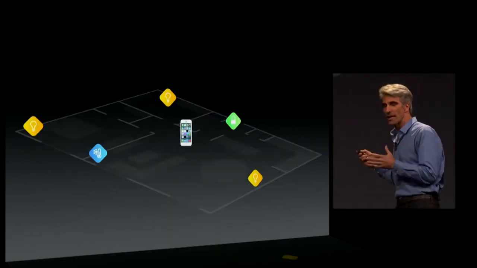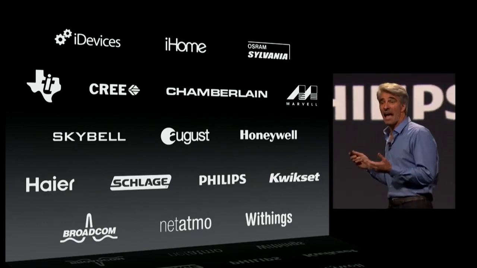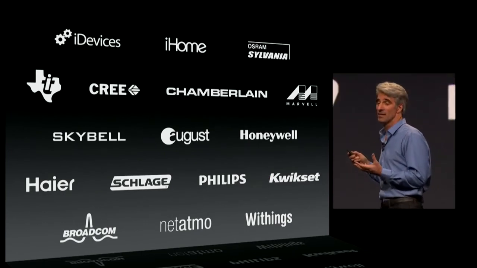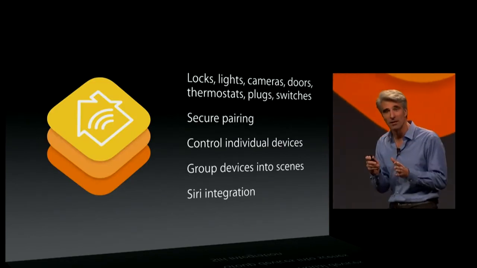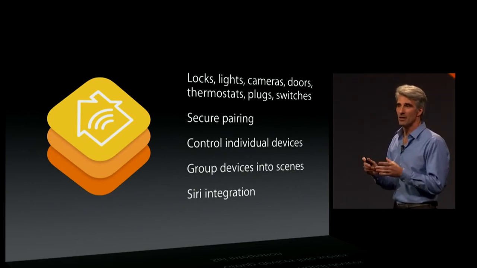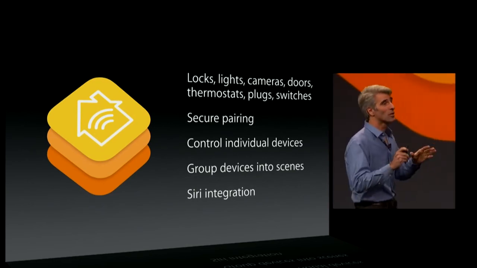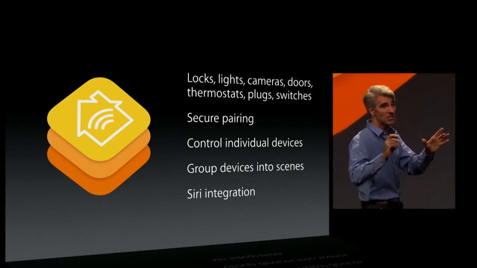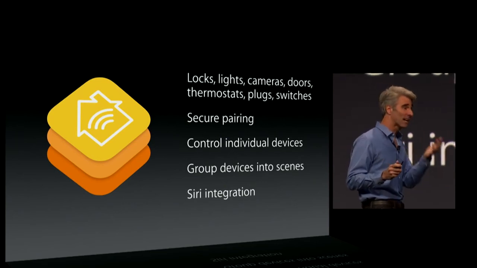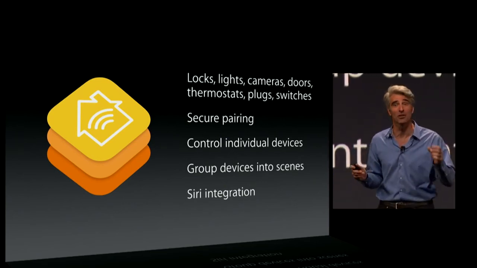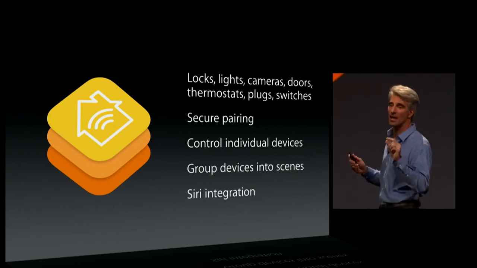We started working with the leaders in home automation devices, and we've come up with HomeKit, with a common network protocol that has secure pairing to ensure that only your iPhone can open your garage door or unlock your door. With HomeKit, you can group devices and changes into scenes, and then with Siri integration, you can say something like, "Get ready for bed," and be assured that your garage door is closed, your door is locked, the thermostat is lowered, and your lights are dimmed.